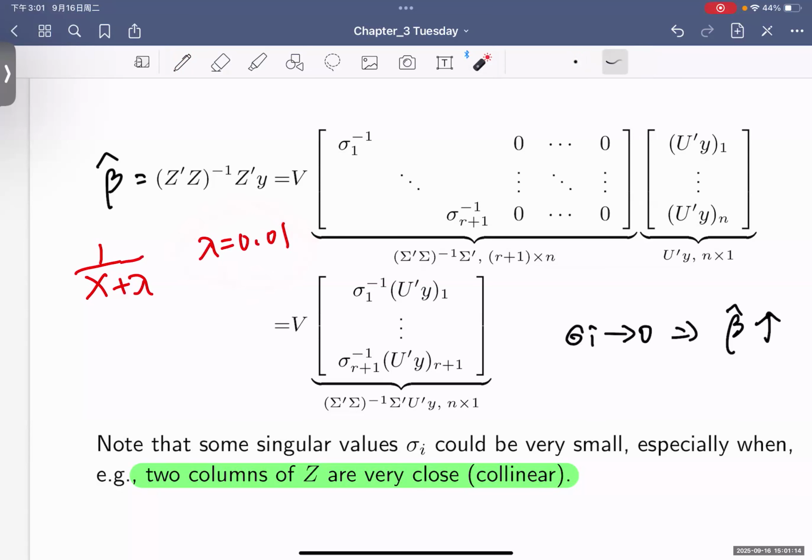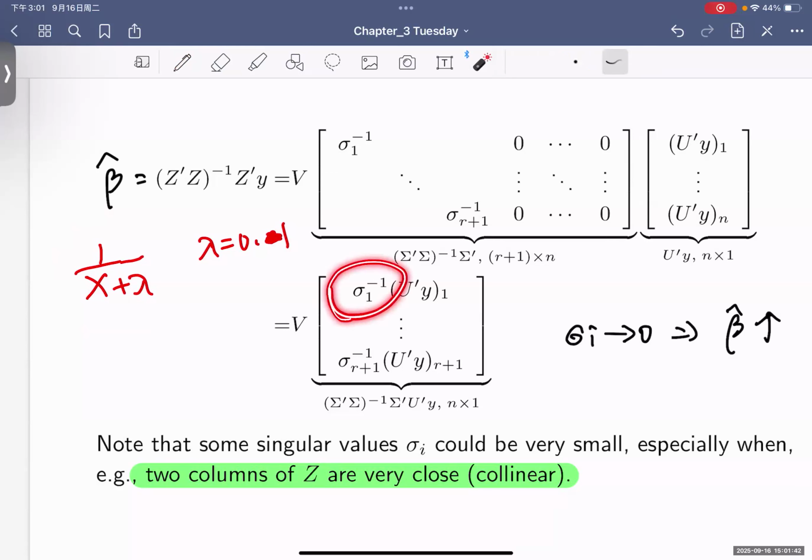Just for example, as long as x is positive, no matter how small a value it could take, this is still 100. It cannot be extremely large. This number we call a threshold. Of course, we can consider a larger threshold like 0.1, but it may change your value so much. So the same idea also applies to least squares.